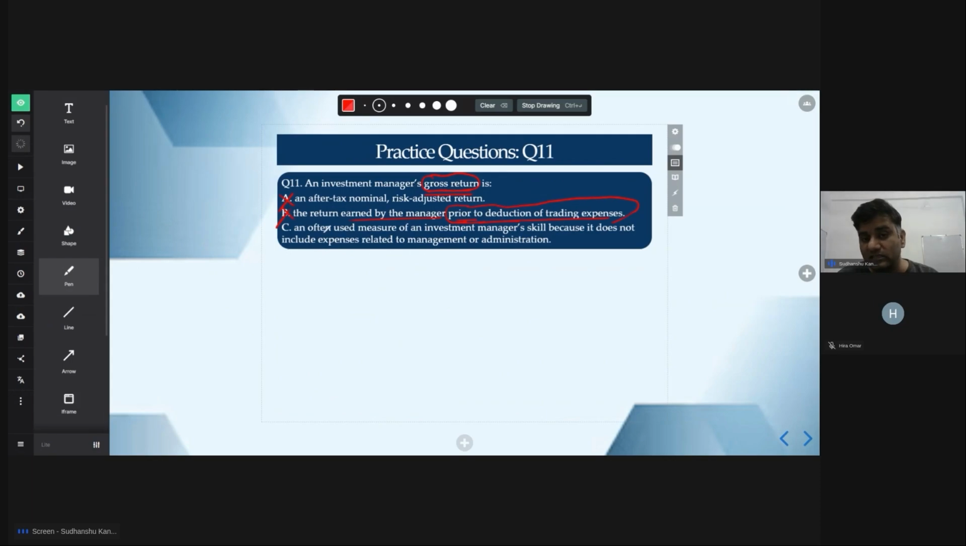Manager's gross return is an often used measure of an investment manager's skill because it does not include expenses related to management or administration, right? So this is the answer.